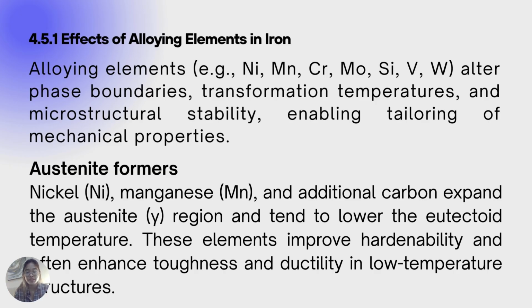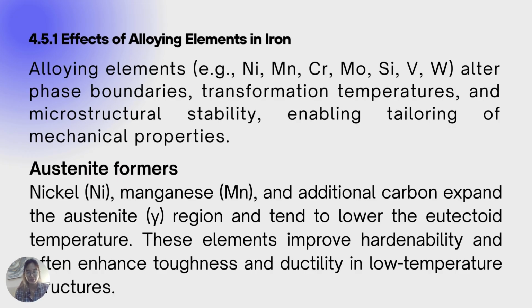Now that we've discussed austenite formers, the slide focuses on ferrite stabilizers and carbide formers as well as their effects on steel behavior. Elements such as chromium, molybdenum, vanadium, and tungsten stabilize the body-centered cubic ferrite structure and promote carbide formation. These carbides provide excellent high temperature strength and wear resistance, making them essential in tool steels and cutting applications. However, in excessive amounts, they can also reduce ductility and toughness.